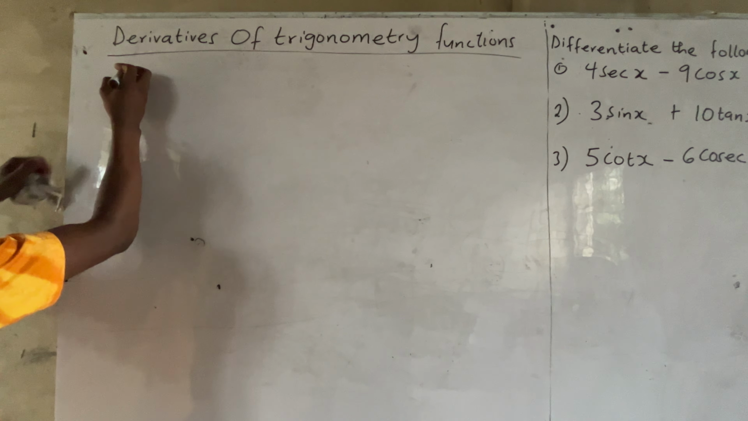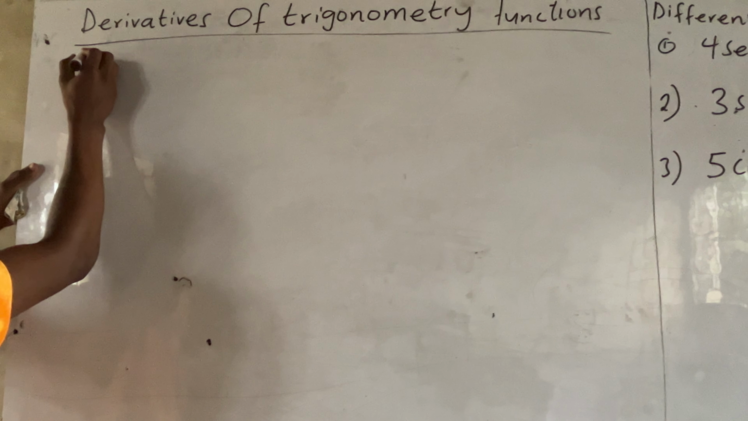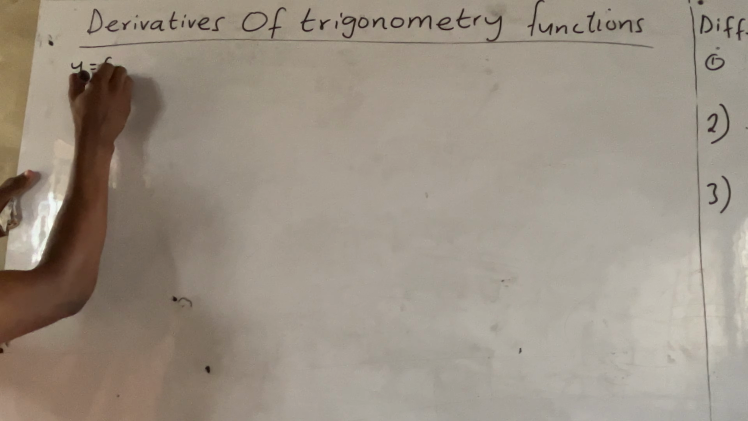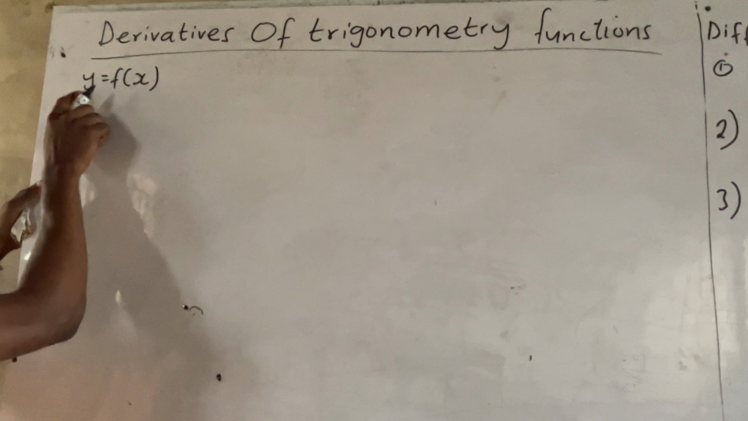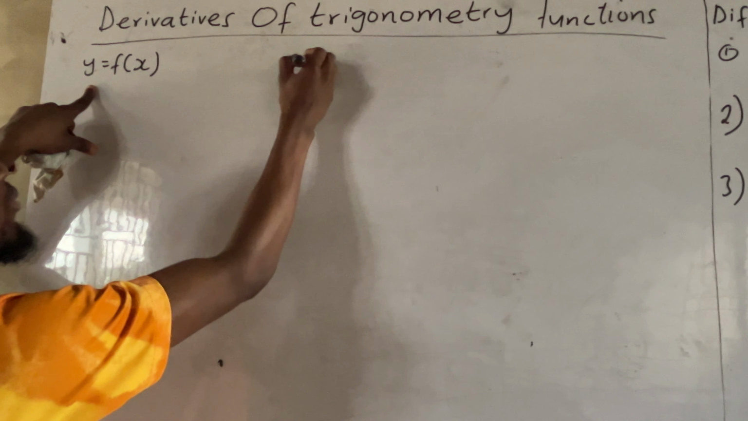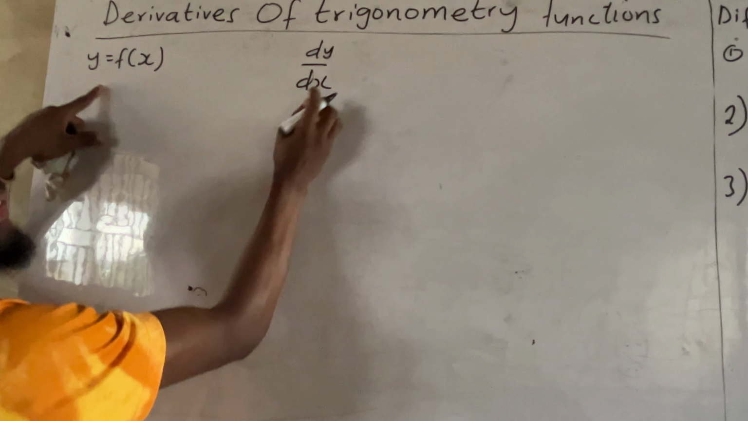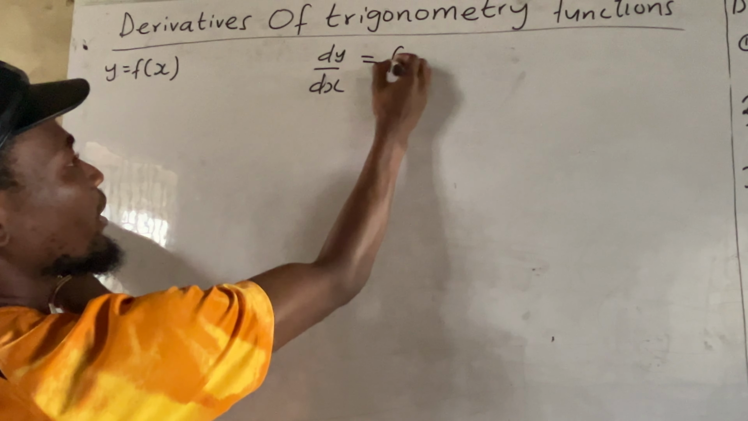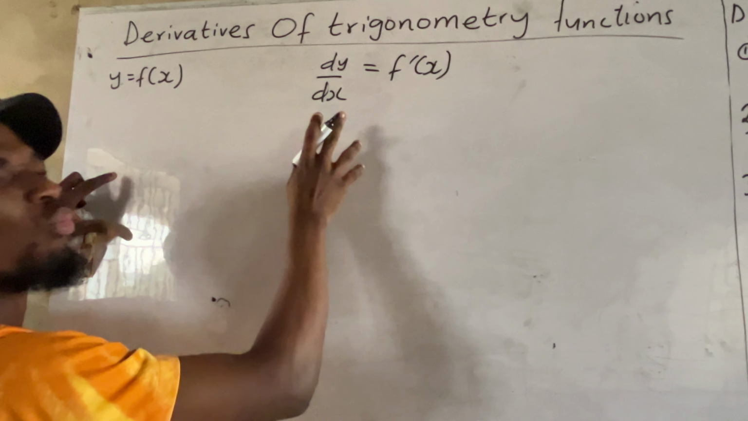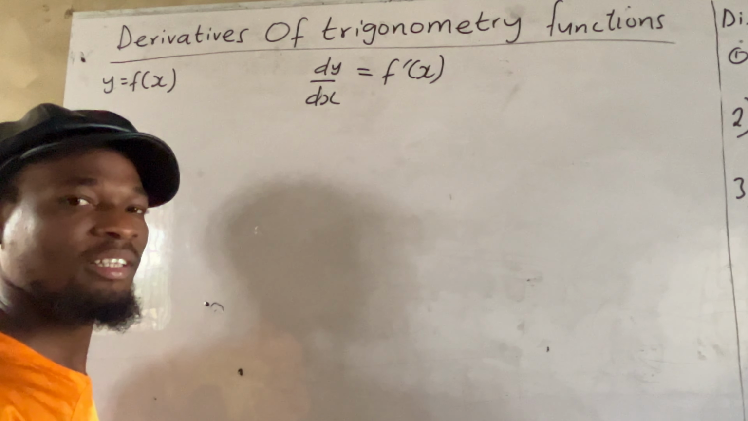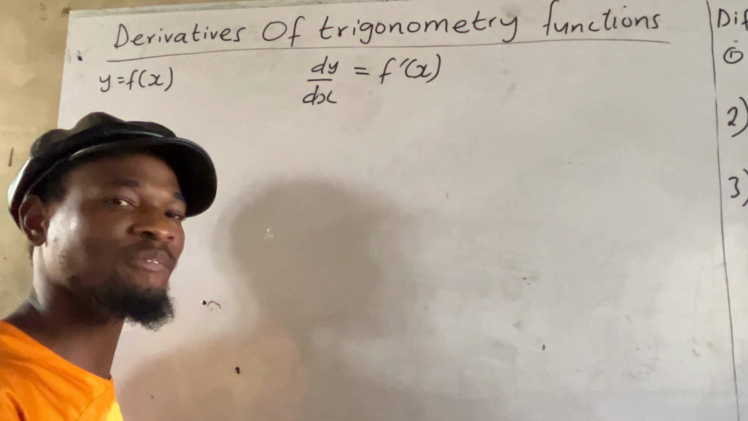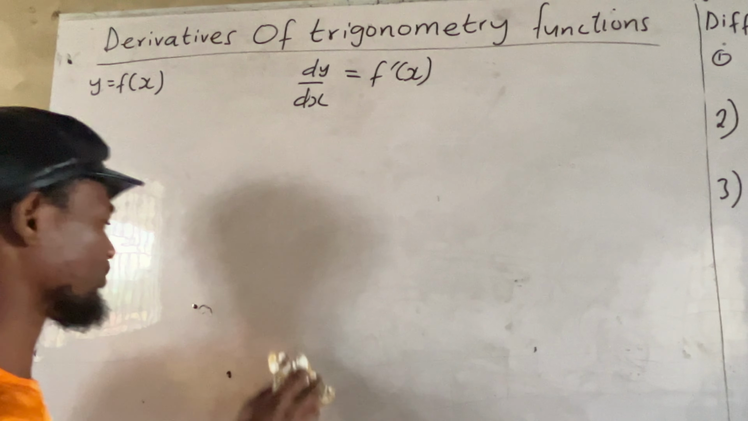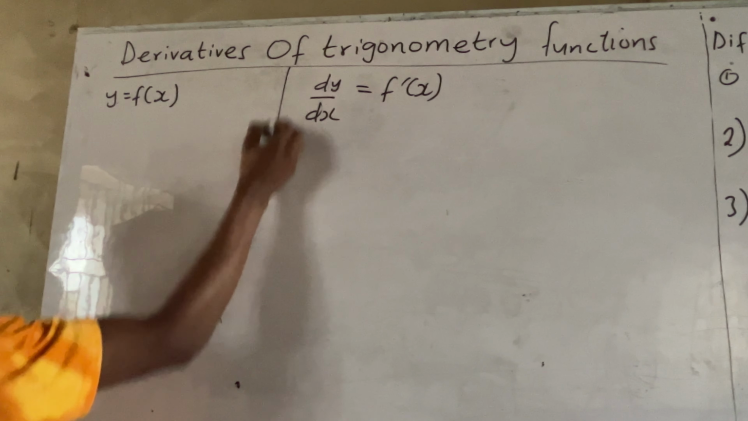We said that when you have a function, say y equals f of x, when you differentiate y, what do you have? You have dy over dx, and when you differentiate f of x, you have f prime of x. Everything is well explained, just visit my previous lecture videos on introduction to trigonometry differentiation.